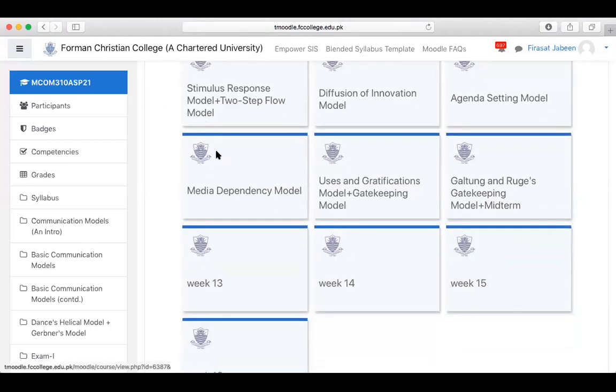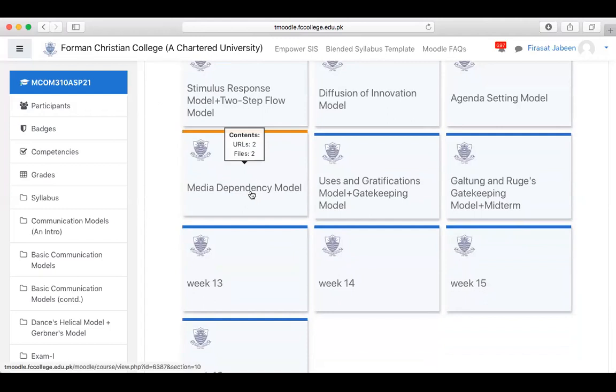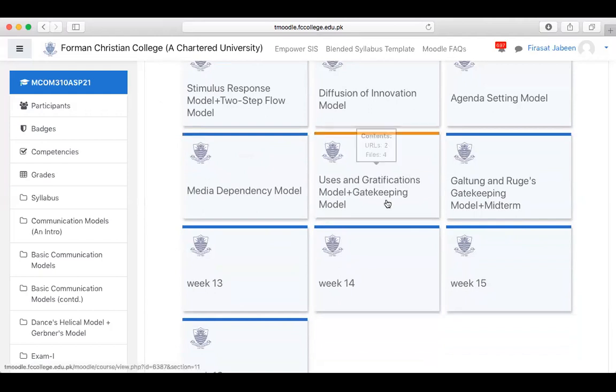Similarly, if I ask you the question on the media dependency model, for example, I ask you to elaborate the model in your own words, and with that, I ask you, how would you relate your personality with the media dependency model? Similarly, if you remember when we discussed the uses and gratifications model, I encourage you to think about the question: how do you relate your personality with these 7 components of the uses and gratifications model.